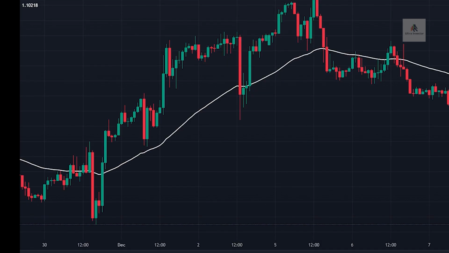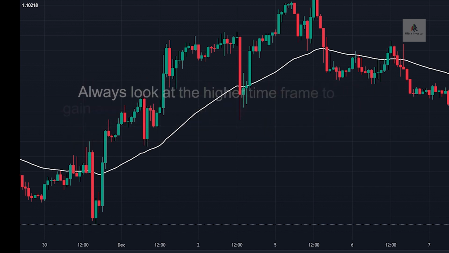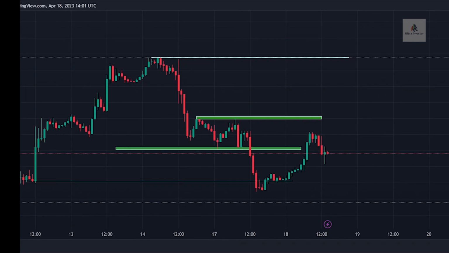A critical point to keep in mind is to always look at the higher time frame to gain a better understanding of where prices are heading and how much room there is for them to reach the next level of structure. For instance, before placing a trade, it's a good idea to zoom out to a 1-hour time frame to get a bigger picture of the market.